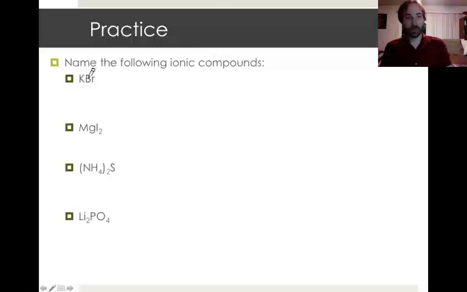So it says name the following ionic compounds. Let's see what we got here. We've got potassium and bromide. So this is going to be potassium. I know that because that's the cation, right? Potassium, and then the anion, I'm going to take the first part of it, which is brom, and then give it an "-ide" ending.